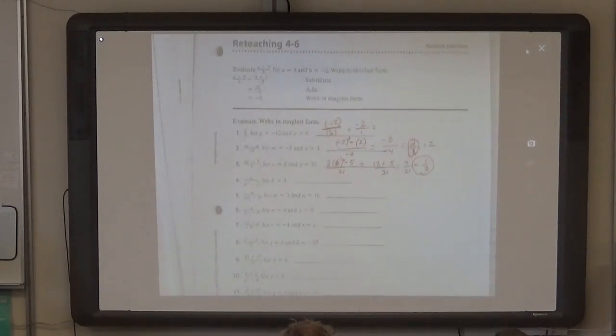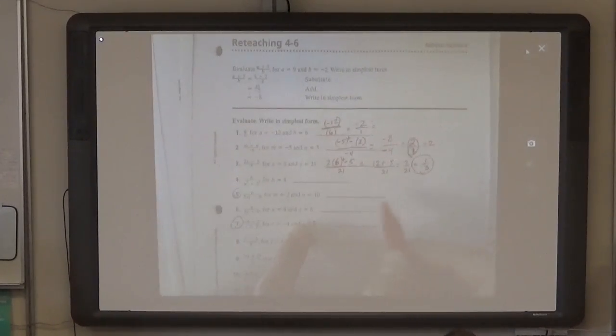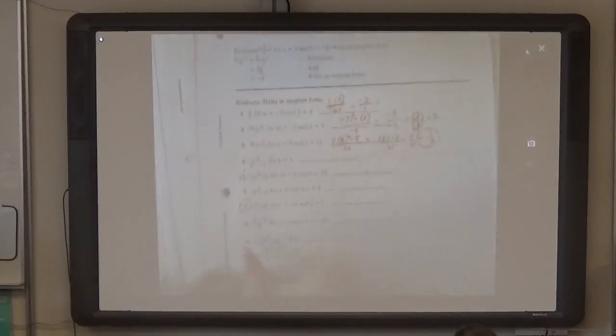Okay? So there's quite a bit of work here. There's a number of steps that you've got to do. So what I want you to do is go through 5 to 7. I'm just going to skip a line just so that you have more room to show your work. So you can do the odds on this page. Okay?